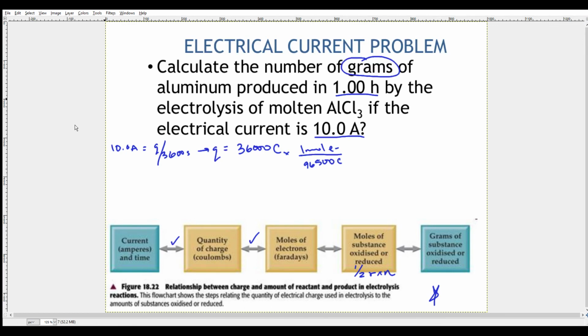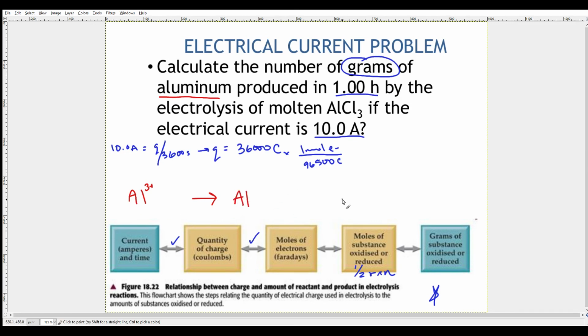So think back into the past. We need to write a half reaction for aluminum. Aluminum started off as aluminum chloride. So in aluminum chloride, what was aluminum's charge? +3. And I know what it ends up becoming: solid aluminum. That's what they're telling us. Calculate the number of grams of aluminum produced. So just straight up aluminum.